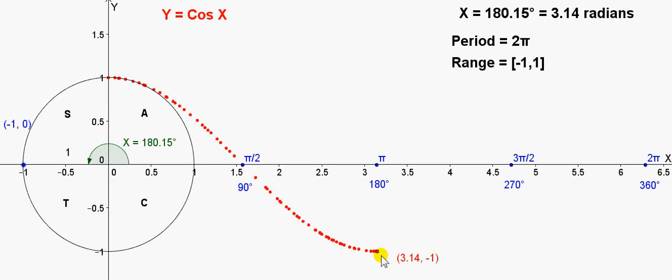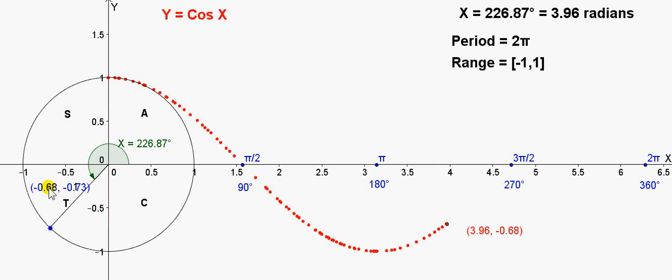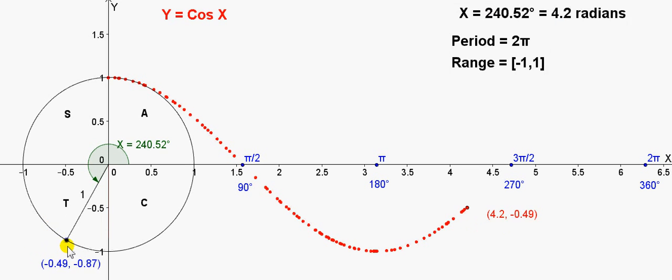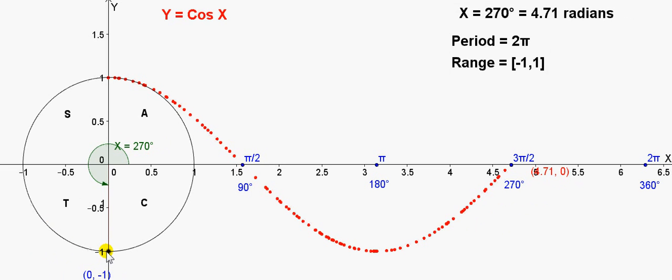It's just going to reach its minimum. The function will reach its minimum value when x is 180 degrees. It's still going to be negative. So for example here, when x is 3.96 radians, the cos of x is minus 0.68. So when we get to 3 pi over 2 radians, or 4.71 radians, we see that the cos is 0.